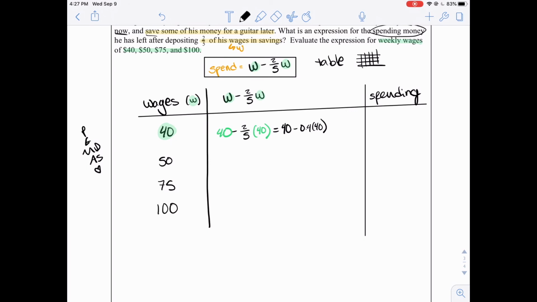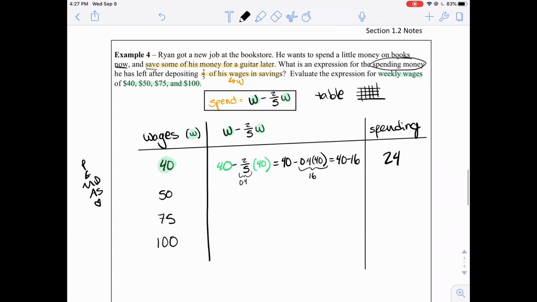Cool. And then we also have another multiplication right here. 0.4 times 40. Well, that's 16. So we get 40 minus 16. And 40 minus 16 is 24. So that tells us that if Ryan earns $40 in a week, then he can spend $24 on books. Awesome.